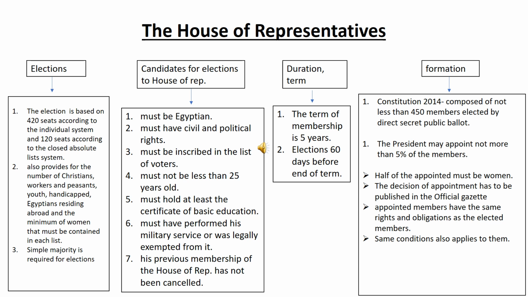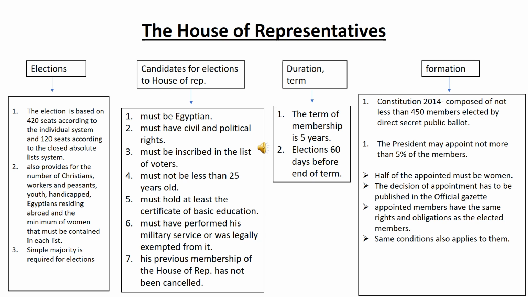Moving on to the electoral system in Egypt. How can we elect and choose the members of the House of Representatives, and how is the President of the state elected? First of all, we're going to talk about the House of Representatives. Number one, the elections of the House of Representatives.